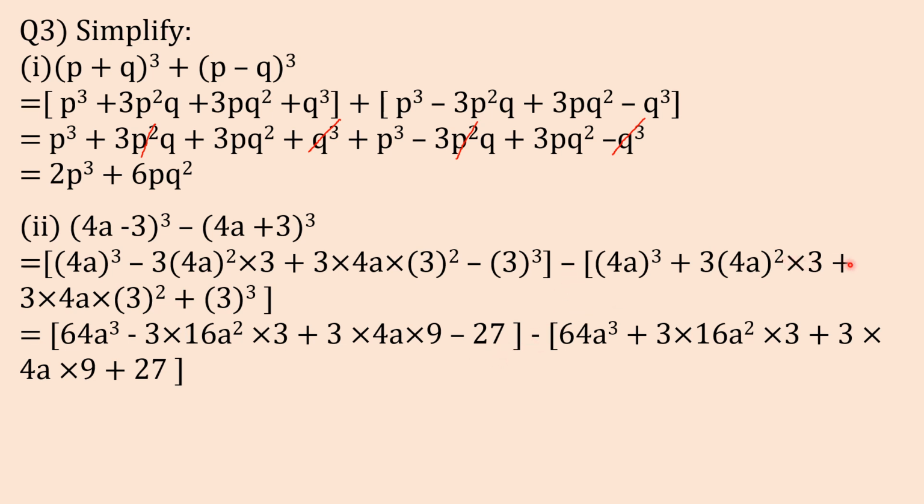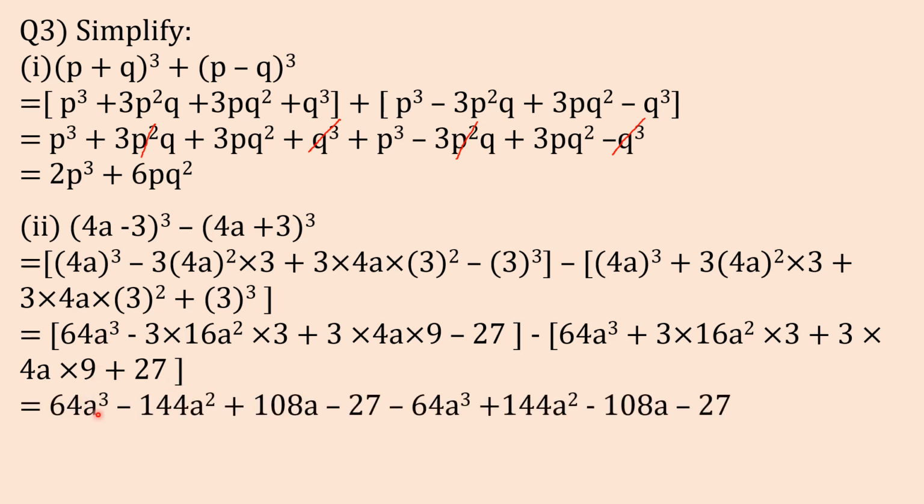Now let's solve this part, the second term bracket, that is (4a) the whole cube will become 64a cube plus 3 into (4) the whole square will become 16a square into 3 plus 3 into 4 into 3 the whole square will become 3 into 4a into 3 square will become 9 plus this 3 cube will become 27. Now let's remove the terms from the bracket. So now what will become 64a cube? The first term bracket will open as it is with the same sign. So 64a cube. Now let's multiply 3 into 16 into 3. You will get minus 144a square plus 3 into 4a into 9. You will get 108a minus 27.